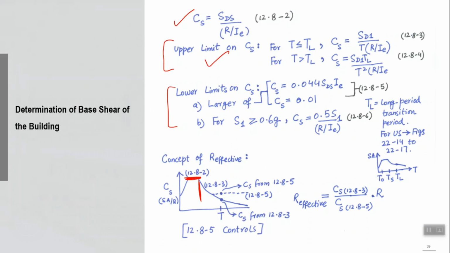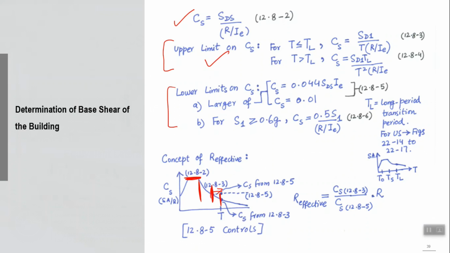So you can do that experiment yourself also: vary the time period on the x-axis, and then for some real set of values of SS and S1, check in which time period range the main equation is governing, and in which time period range your upper limit starts governing. Upper limit starts governing means that the main equation is giving a value which is higher than the upper limit, so you will use only the upper limit. And then beyond a certain time period, the lower limit will start governing, right.